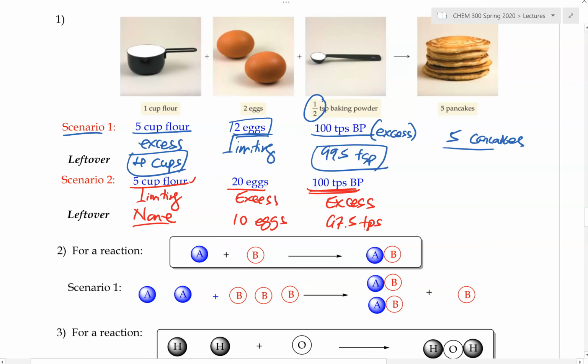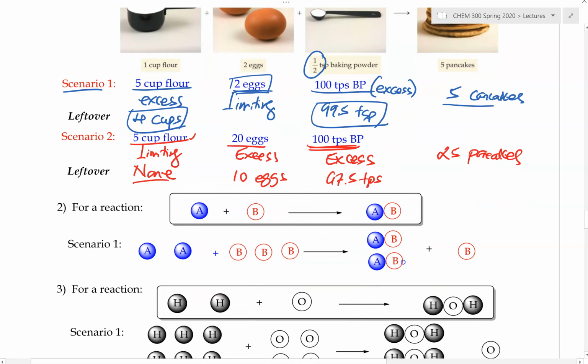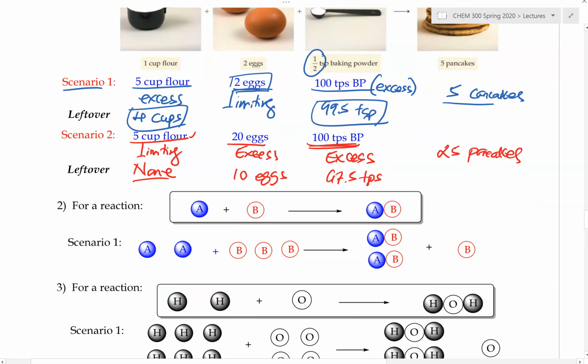And in this case, the maximum amount of pancake that we can make from this experiment will be 25 pancakes. Because by the time we use up all of our flour, we can't make any more pancakes, although we still have eggs and baking powder remaining. Okay, so it's quite easy for us to figure out how much product can be made, which one is the excess reactant, what is the limiting reactant, and how much of the excess reactant is left behind.